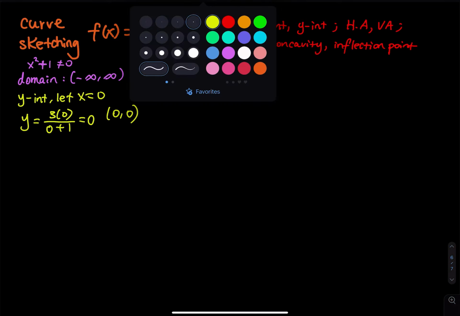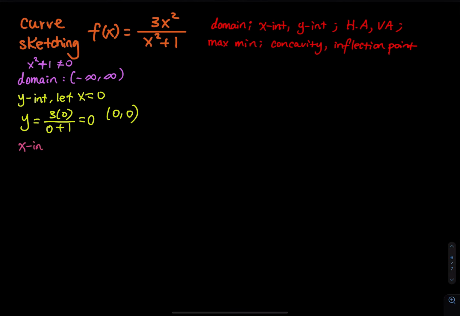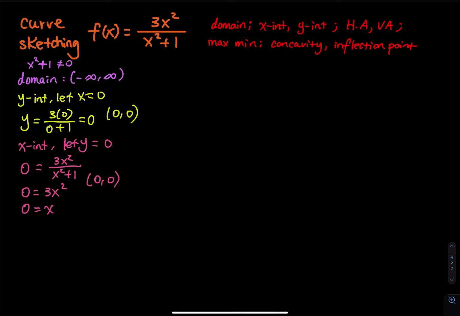And then x-intercept, you are going to let y equal 0. So 0 equals 3x squared divided by x squared plus 1. Top divided by bottom equals 0, so the top must equal 0. And the answer is very clear: x has to be equal to 0. So (0, 0) is both the x and the y intercept. So the intercept part is done.